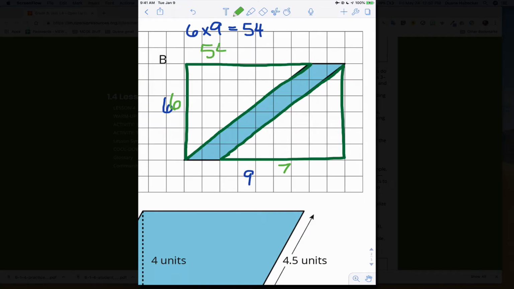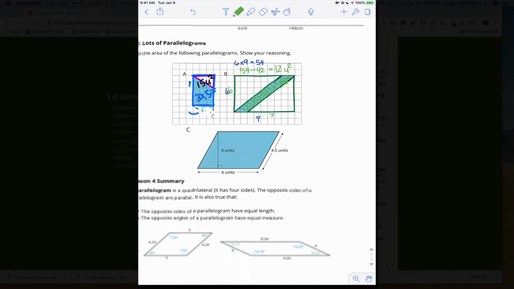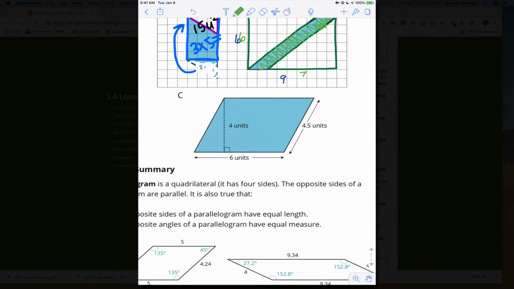So 54, which is the entire thing, minus the 42, which is this plus this. 54 minus 42, what is that? That's 12. That's 12 units squared. And what is that 12 units squared? That's the blue part right here that's remaining. So that's one way to do it. There are other ways to do it.